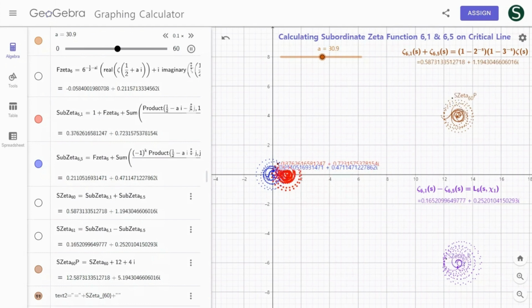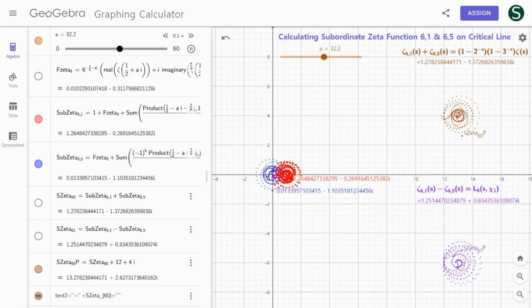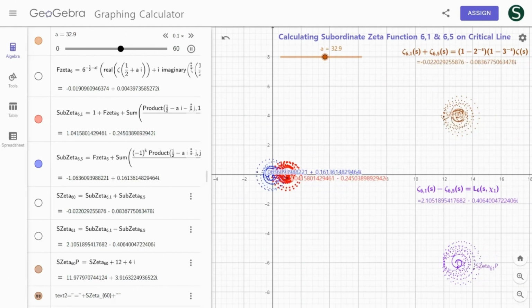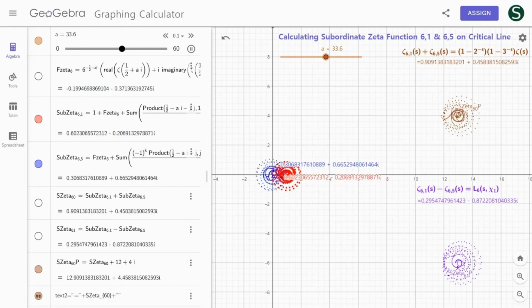If the red subordinate zeta function 6,1 and the blue subordinate zeta function 6,5 are equal to each other, they are trivial zeros of the L function chi1 of mod 6.